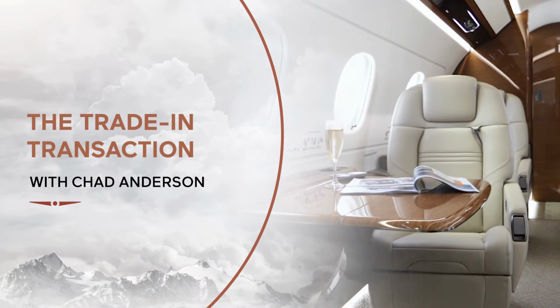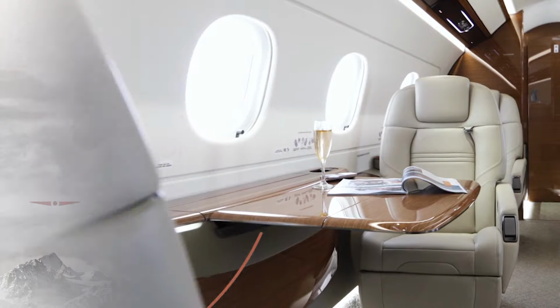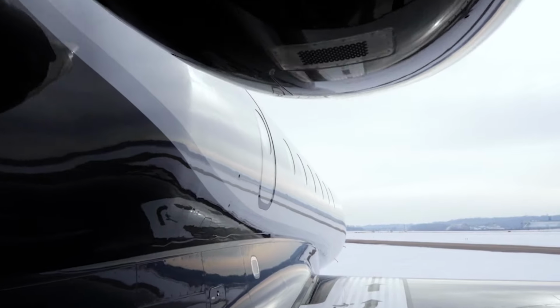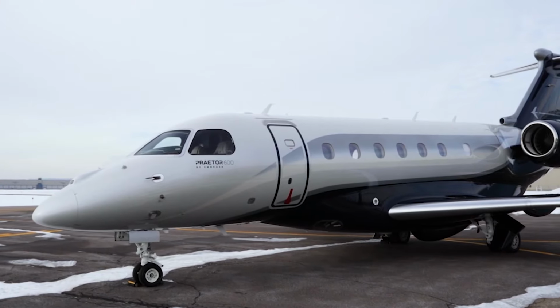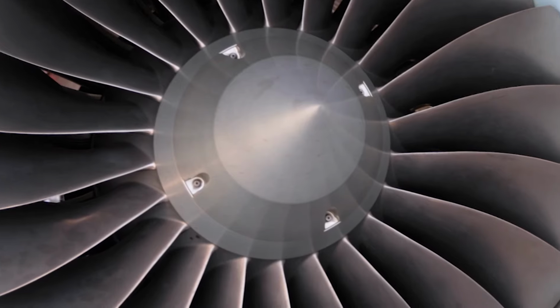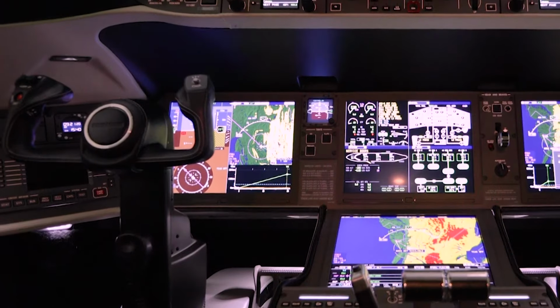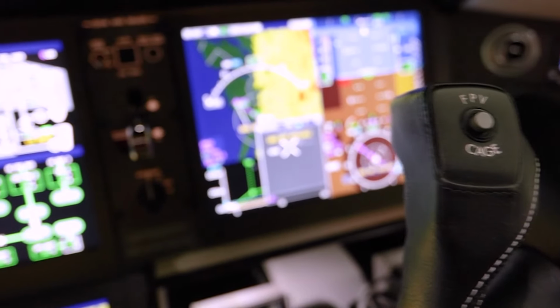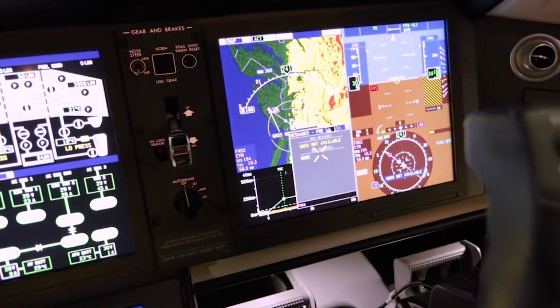A trade transaction is essentially when we, as an inventorying dealer, accept a client's current aircraft in exchange for another aircraft. Typically, trade transactions involve a client going up in size or caliber or capability or newer in age, and we trade aircraft for aircraft. So we take in an aircraft plus some cash for the upgraded aircraft, just like you oftentimes would trade your car in at a car dealership.